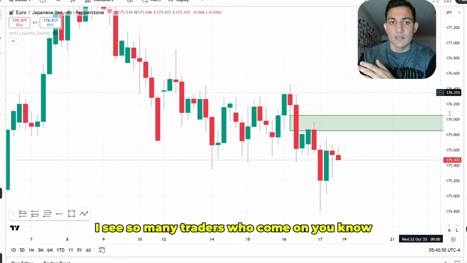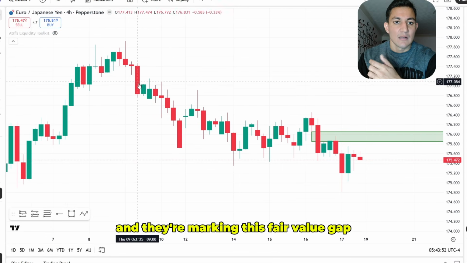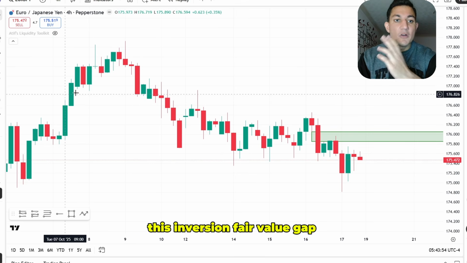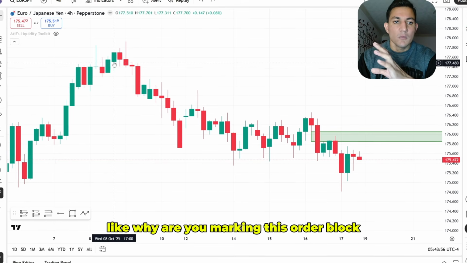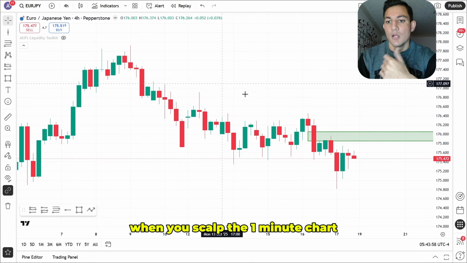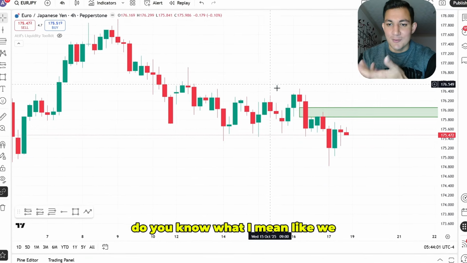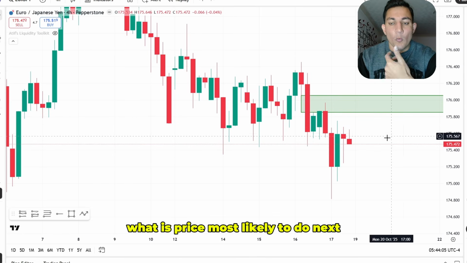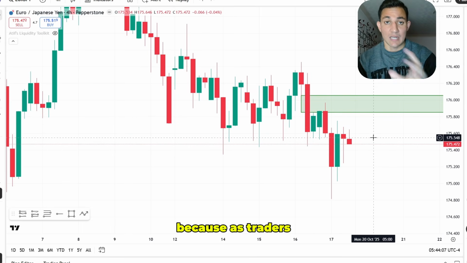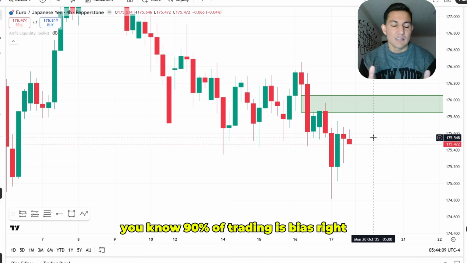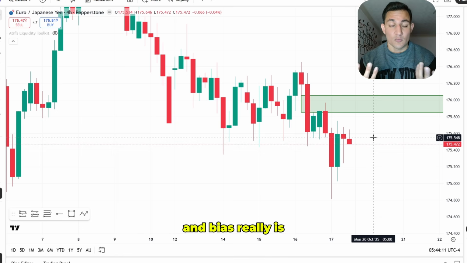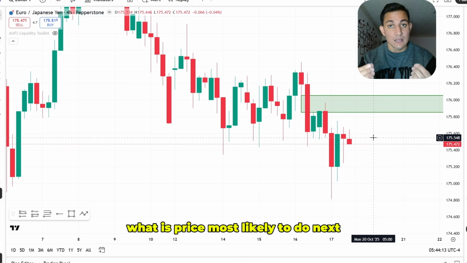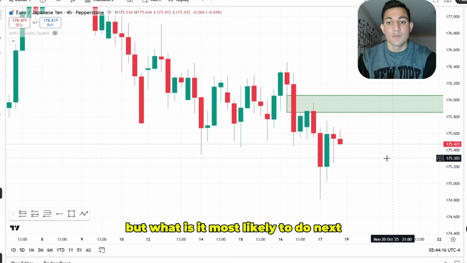I see so many traders who come onto the charts and they're marking this fair value gap, this inversion fair value gap, order blocks. Like, why are you marking this order block on the 4 hour chart when you scalp the 1 minute chart? Do you know what I mean? We only care about the most recent bit of price action because we want to see what price is most likely to do next. Because as traders, 90% of trading is bias, right? And bias really is what is price most likely to do next. No one knows for sure, but what is it most likely to do next?